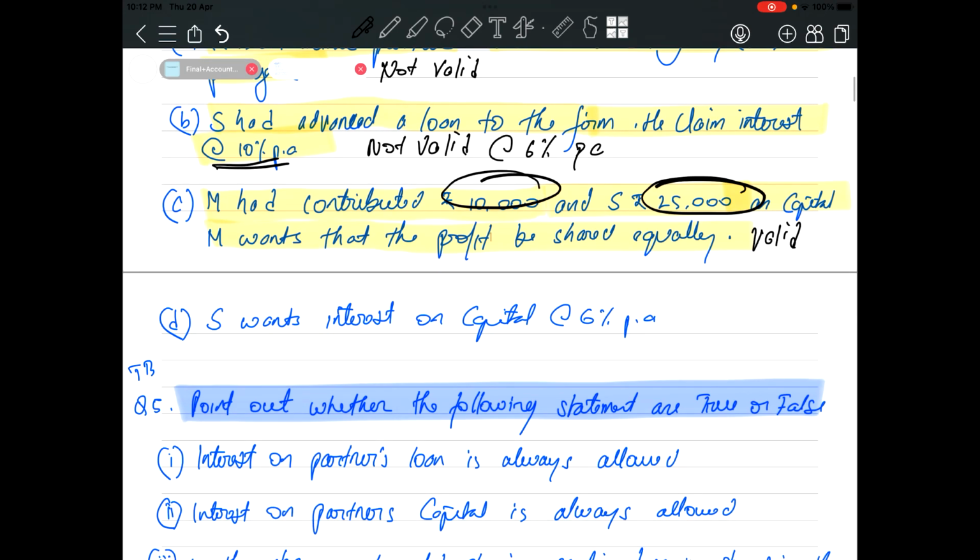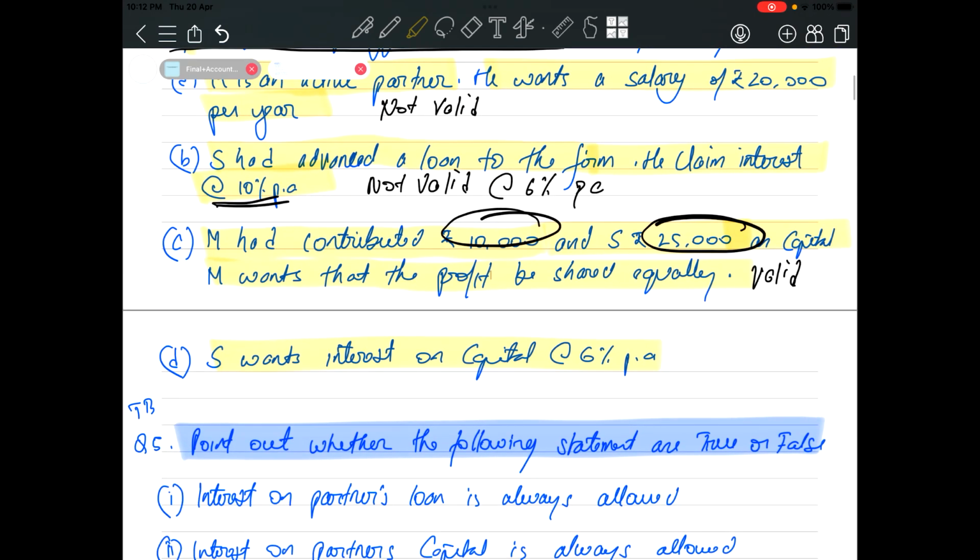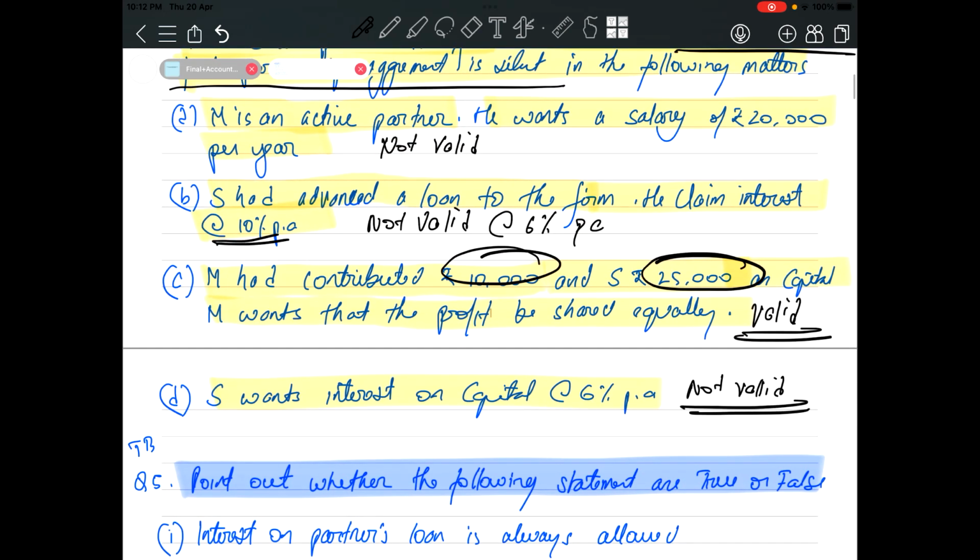Now come to D. S wants interest on capital at the rate of 6%, and the partnership deed is silent. Is this valid? No, this is not valid. We know that if the partnership deed is silent, they will not get any interest on capital. I hope this is clear to you.